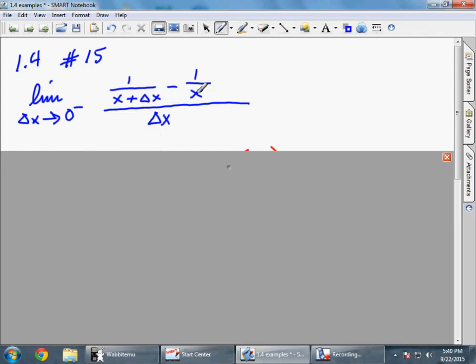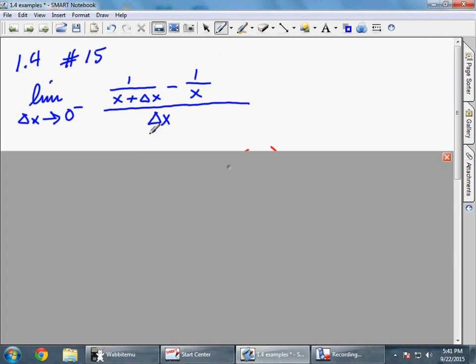In the numerator, 1 over x plus delta x minus 1 over x, all of that over delta x. And it's the limit as delta x approaches 0 from the negative side. Keep in mind that this x and this delta x are not the same thing. You can treat delta x like a number, even though most likely in calculus it'll be an interval of x values, the change in x. We'll see that a lot more when we define the derivative. But for now, x is some variable and delta x is some variable or some range of variables, and they're not the same thing.